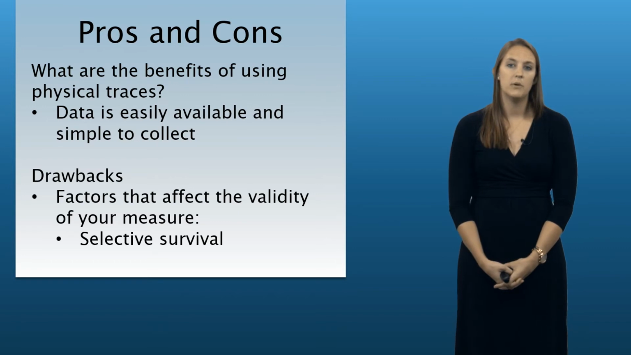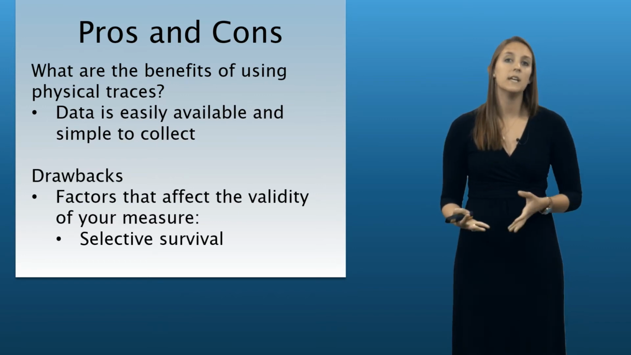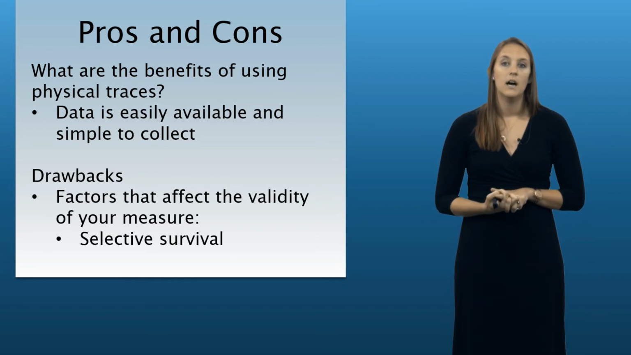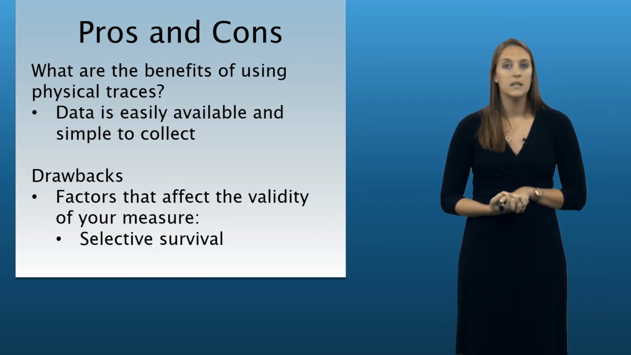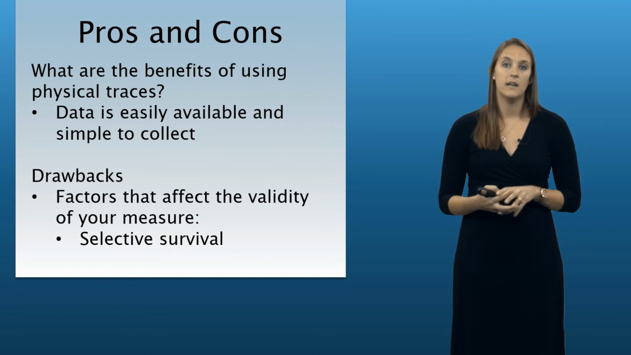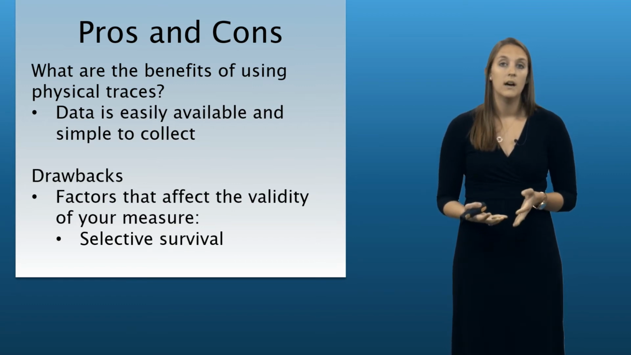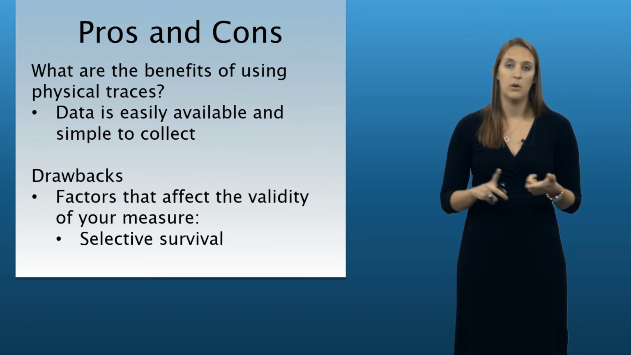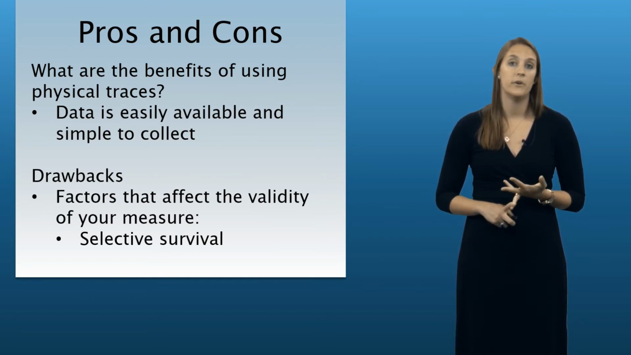So selective survival means that, let's say you're looking at trash traces to see what kinds of products students are using. If we're looking at trash on campus, there are some types of traces that are going to take a lot longer to erode than other types of traces. So paper is really easy to blow away, to erode, to get stomped into the ground, way more so than plastic.